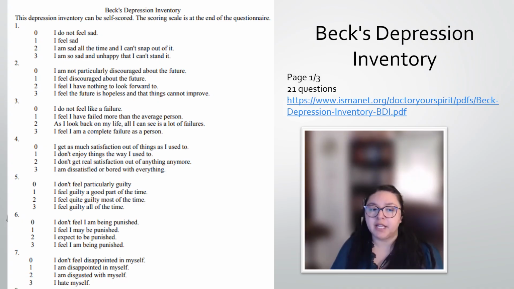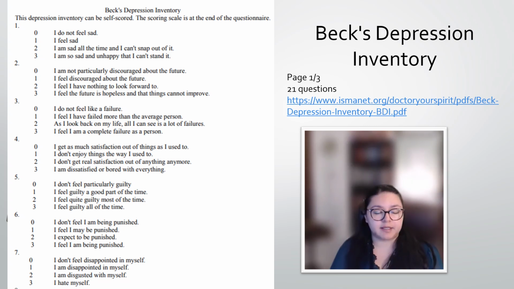For example: I do not feel sad. I feel sad. I am sad all of the time and I can't snap out of it. I am so sad and unhappy I can't handle it, or I can't stand it. So here's that distinction. What's coming to mind is this language of "snap out of it." Someone may not be familiar with that. So this itself is an example of cultural significance and being able to work with your client.